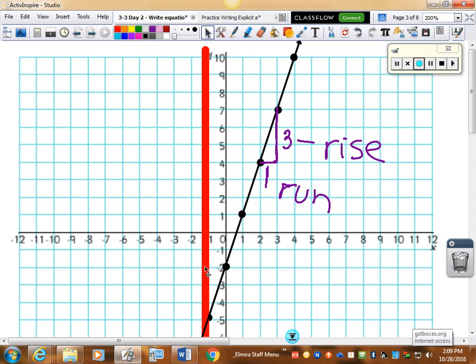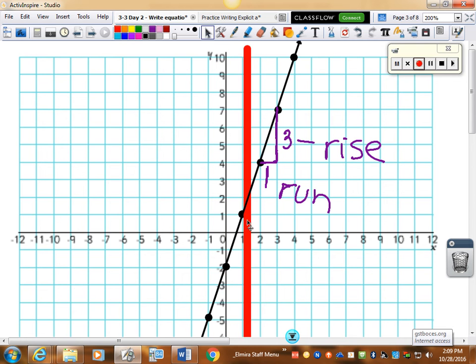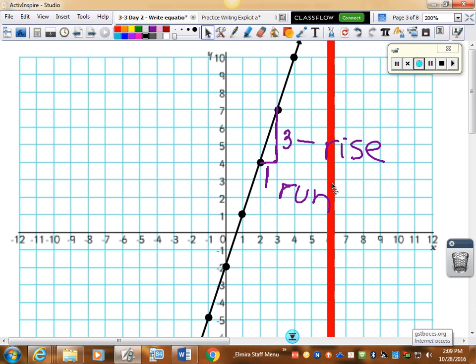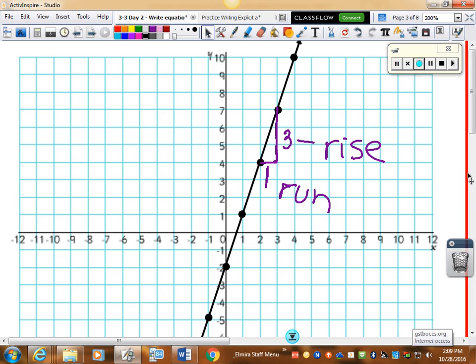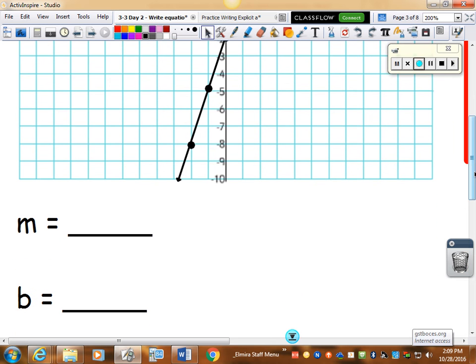Right now, way down here at the bottom, I see the black line is touching the red line. As I move across, now the black line is touching the red line higher and higher and higher. So the black line is moving up the red line. That indicates for us a positive slope. It's running uphill. So my m is positive 3 over 1. We can just write that as 3.